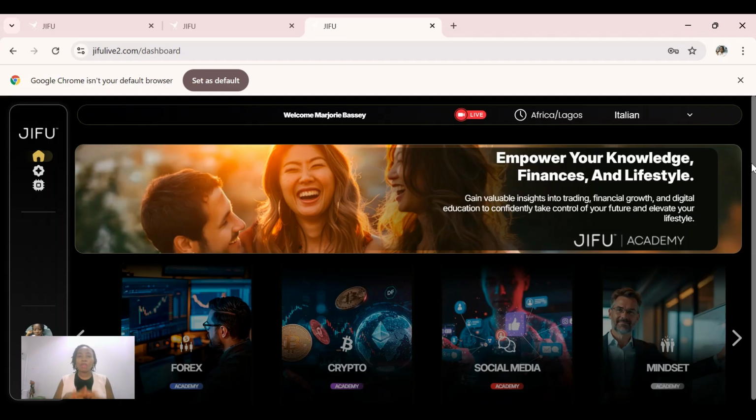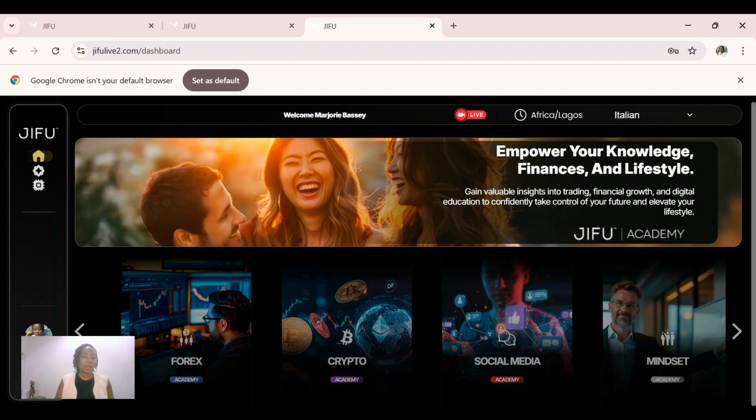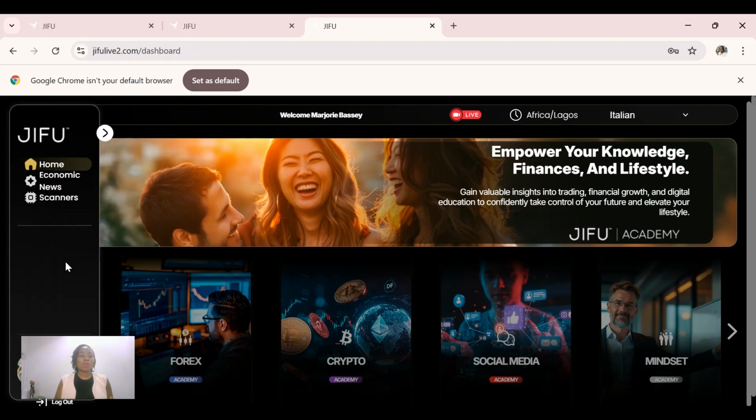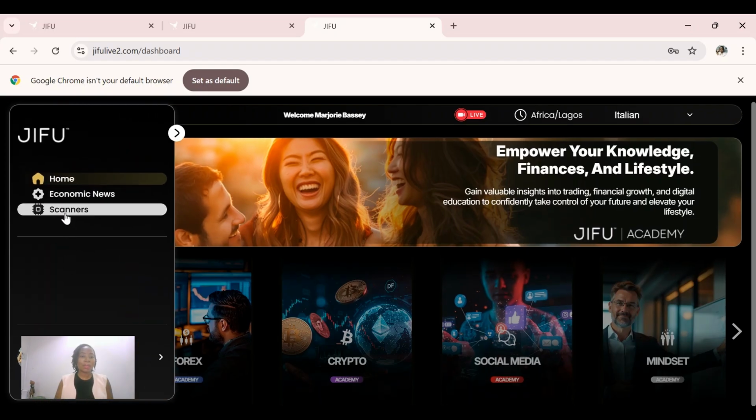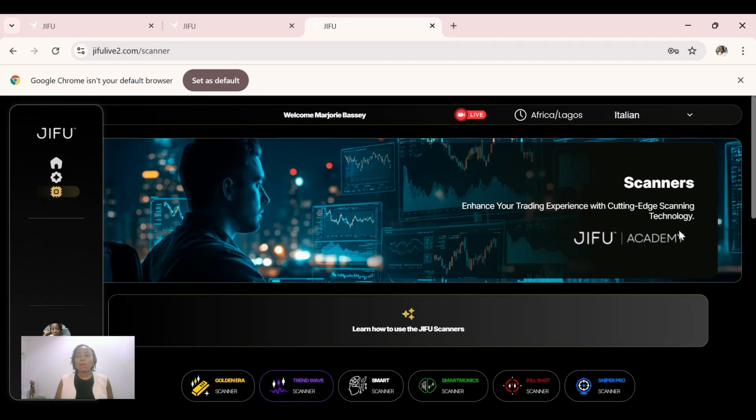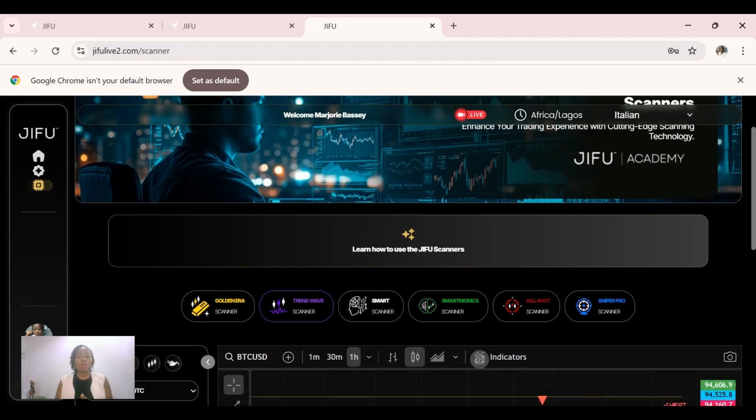Now, I've already in a previous video gone through this interface, so you can check my earlier videos on the channel for this. For this strategy, we are going to just go straight to the scanners. This strategy involves a combination of two of our scanners. This strategy is crazy. It involves a combination of two scanners, the trend wave scanner and then the kill shot scanner.